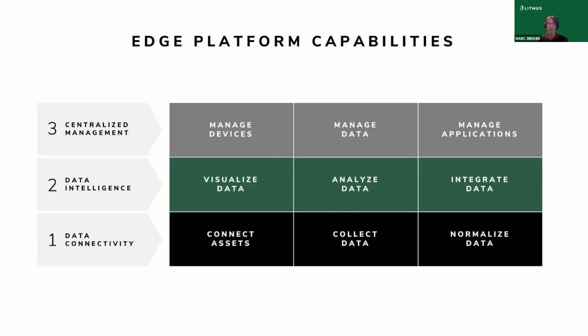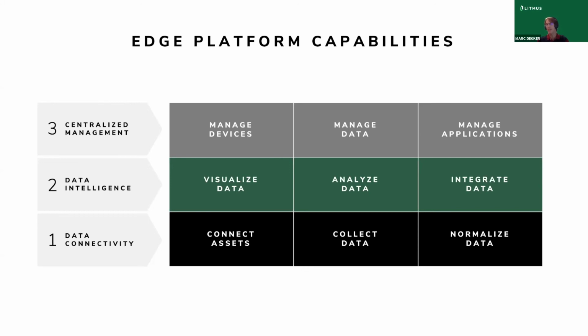And then the third piece, the last capability, is the centralized management. And that's where you need to be able to manage your devices, manage your data, and manage your applications. When I say manage your devices, a lot of times our customers will deploy on physical gateways at the edge. So now you're talking tens and hundreds and possibly thousands of physical devices that need to be managed. If you don't have a central way to manage those, to push out updates, to see what's going on, it's going to be a nightmare. So that's a very key factor around the edge platform.